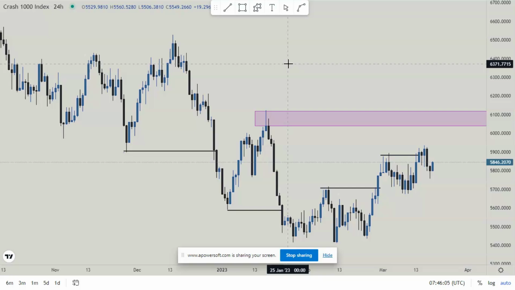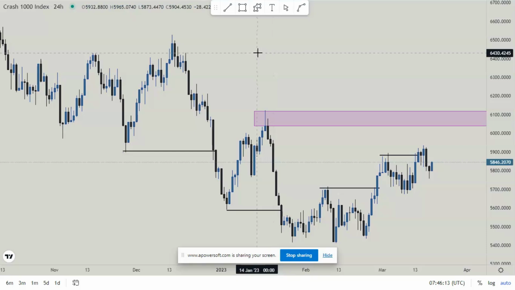I like learning. And today, let me use Crash 1000 for this illustration. This is Crash 1000. So I may not go back so much in detail of what an order block is, but let me start by clarifying something.